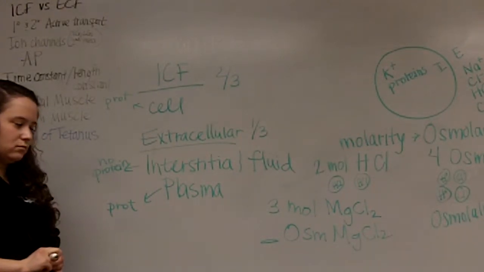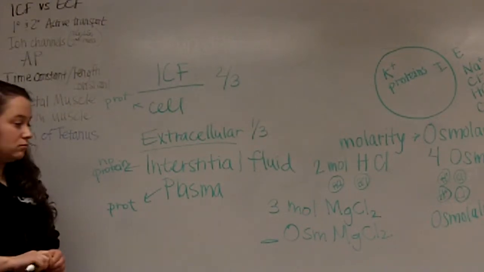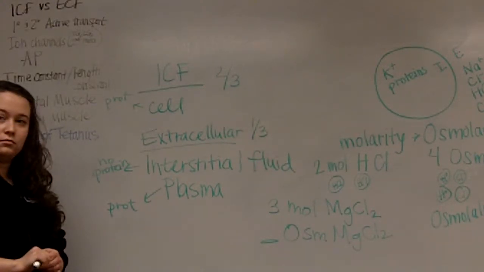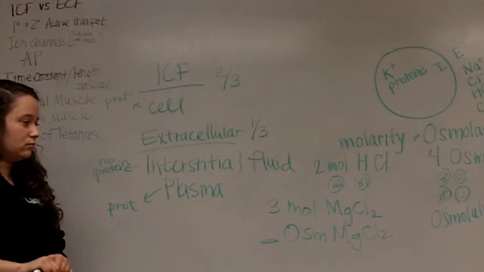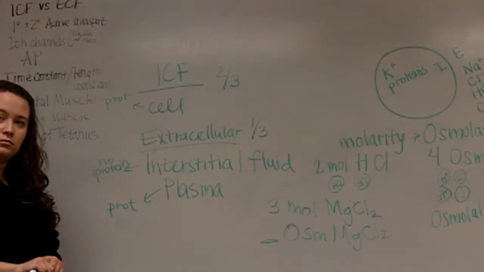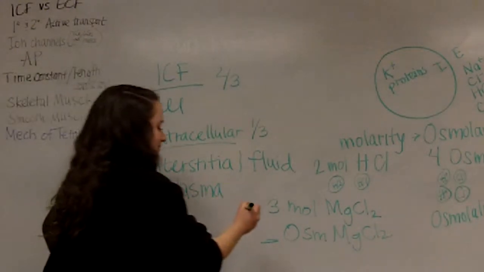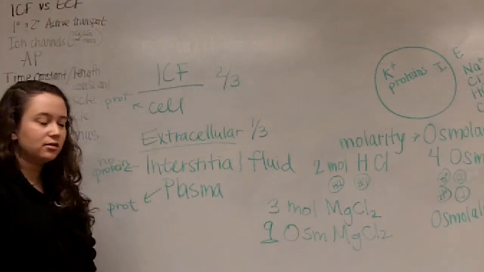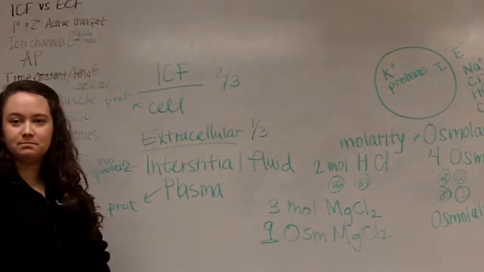So your molarity, you'd have 3 particles all together, right? You have 1 magnesium and 2 chlorine. So osmoles, you would have 9. Yes. Yay! So yeah, you just look at how many particles are going to come apart, and then you multiply it by however many moles you have.